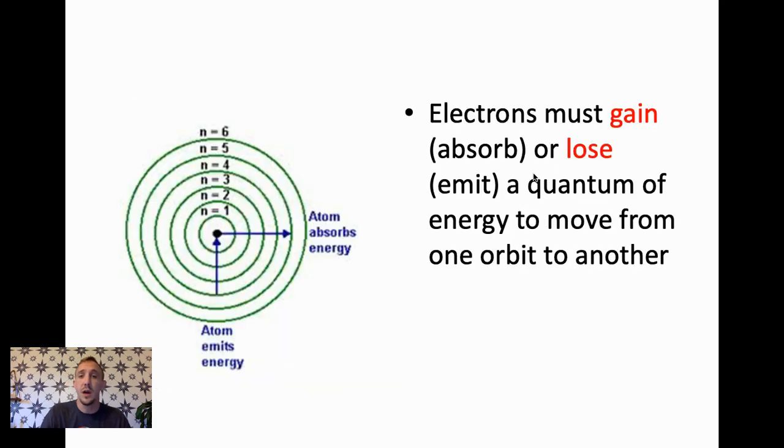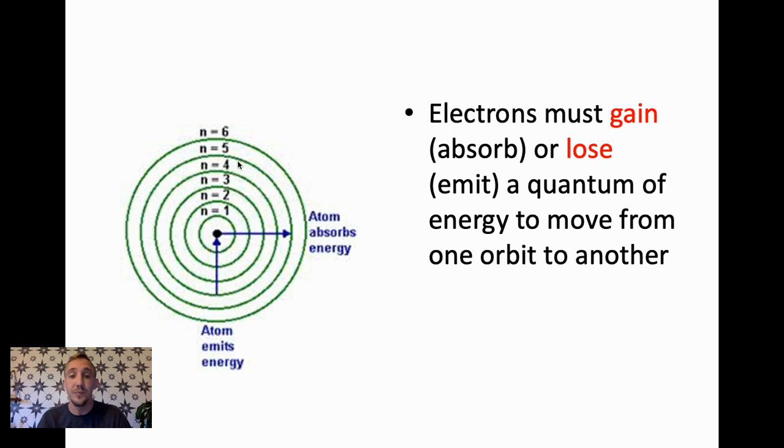Electrons must gain energy, and how they do that is they absorb a photon. When they absorb energy, they move from a lower energy level to a higher energy level. It could go from 2 to 3, from 2 to 4, from 3 to 4, or 3 to 5. It could go from any energy level to a higher energy level. That's when it gains energy.